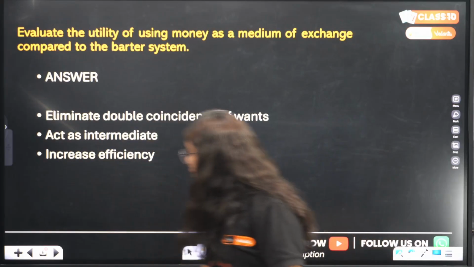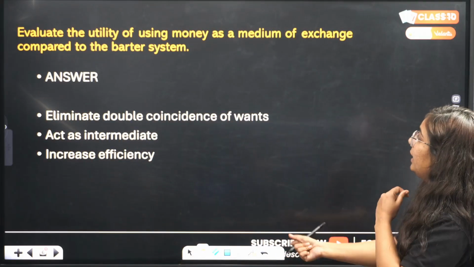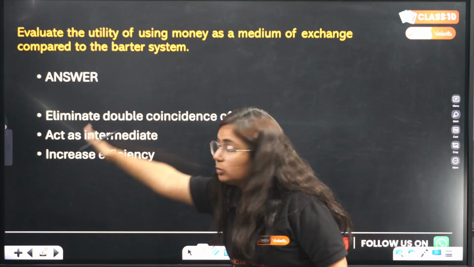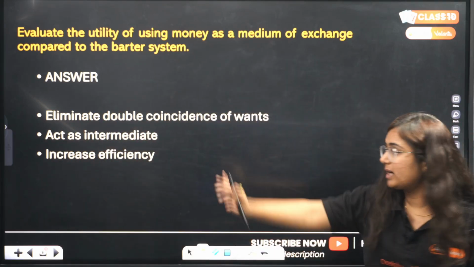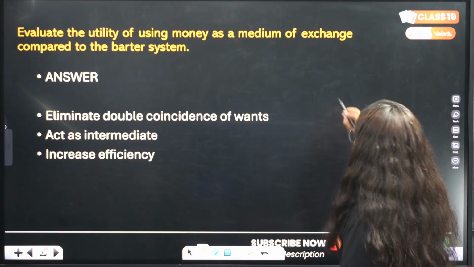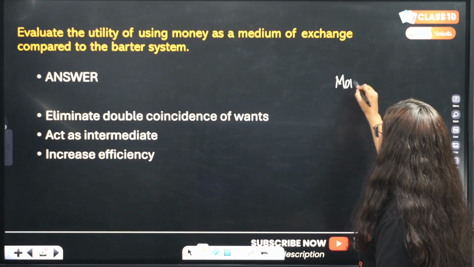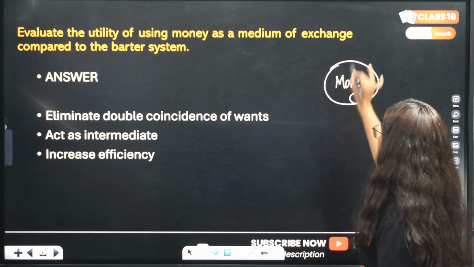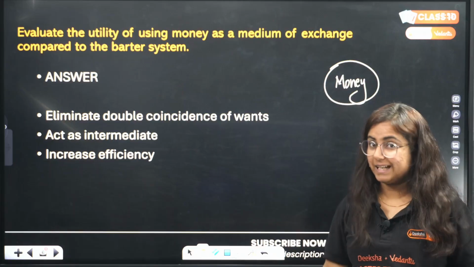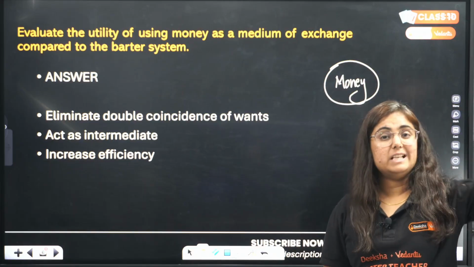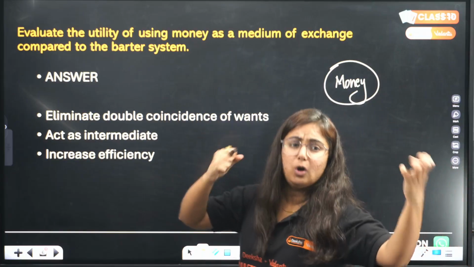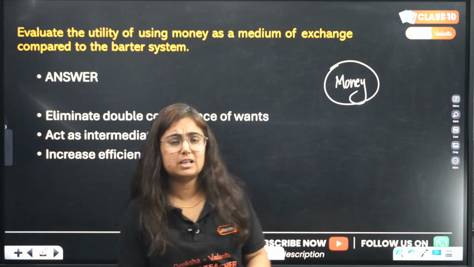So next question from economics: evaluate the utility of using money as a medium of exchange compared to the barter system, by the 3 important points I have given you right now. Paste it in your mind. Money, right? Money we use today acts as a medium of exchange. Give paisa, whatever you want, get it from the market. But previously, money did not exist, right? This was the time of Stone Age, then Indus Valley civilization and so on.